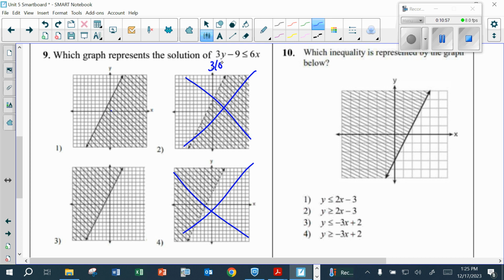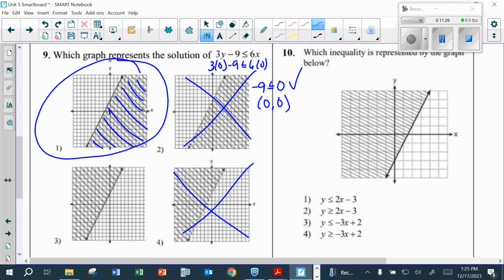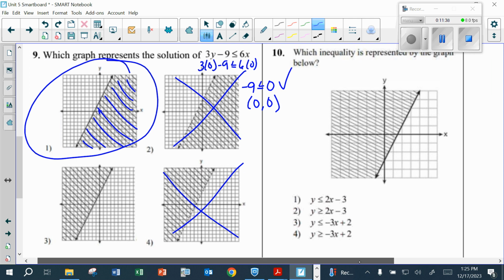If you plug in 0 here, you get -9 is less than or equal to 0, which is true. So if it's true, it means that you're going to shade where 0, 0 is. So for this inequality, the point 0, 0 works, which means you need to shade in the direction that 0, 0 is, so that the solution set contains 0, 0. So that would be your answer. I hope that makes sense. Okay, you could also solve for y too.